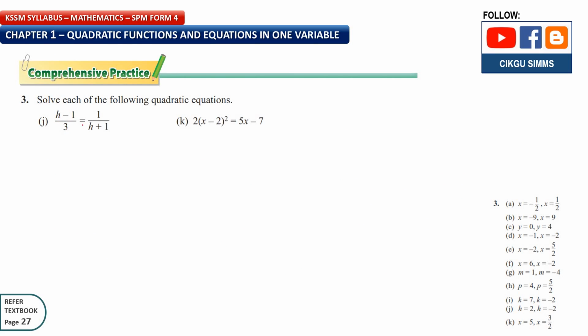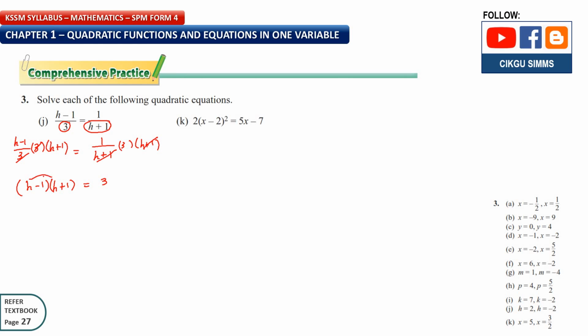Okay, so question 3J. h minus 1 over 3 and then 1 over h plus 1. So here we have a fraction. So to get rid of the fraction, you need to multiply both sides with 3 and then multiply both sides with h plus 1. Here also with 3 and then with h plus 1. So 3 and 3 will be gone. So h minus 1, h plus 1. h plus 1 and h plus 1 will be gone. What is left here is 3.